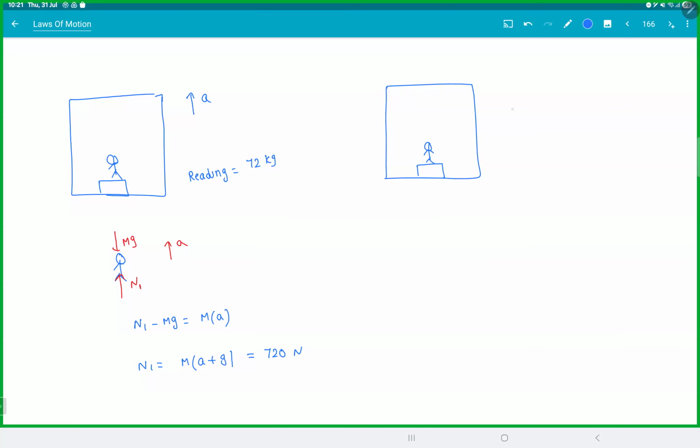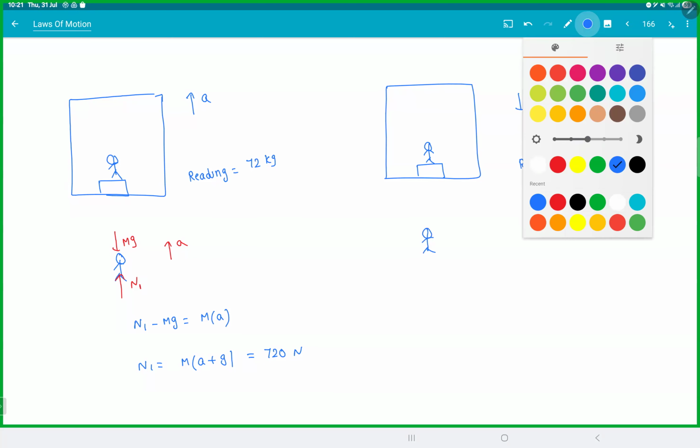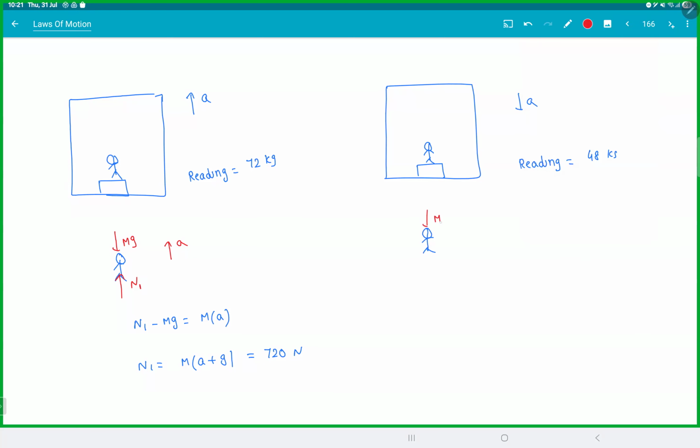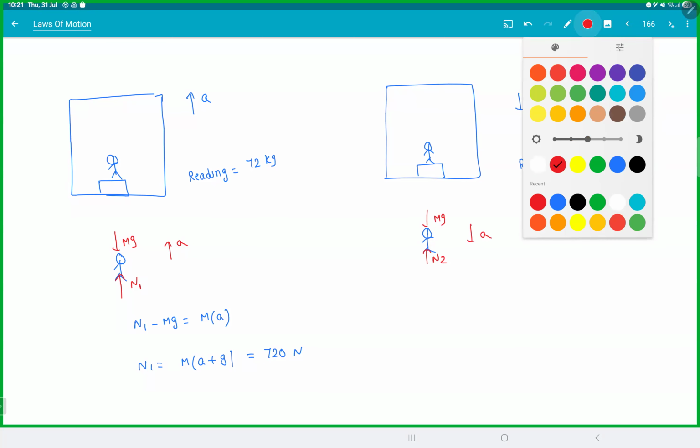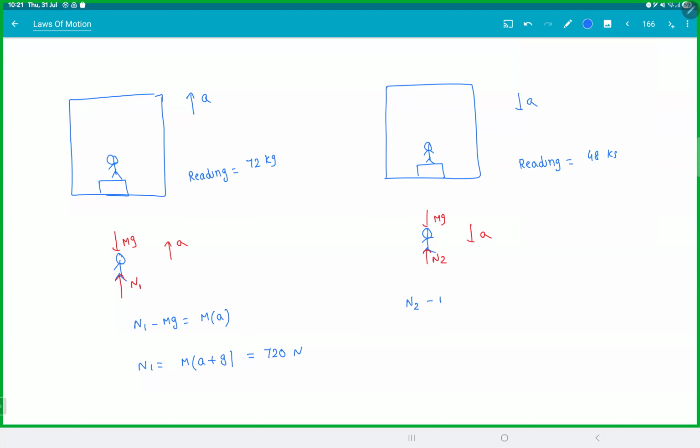Same story, but this time the lift is going down, and the reading is 48 kgs. Draw the FBD: mg, N2, acceleration. N2 minus mg is equal to m into minus a. We get N2 is equal to m into (g minus a). And this reading is 480 newtons.